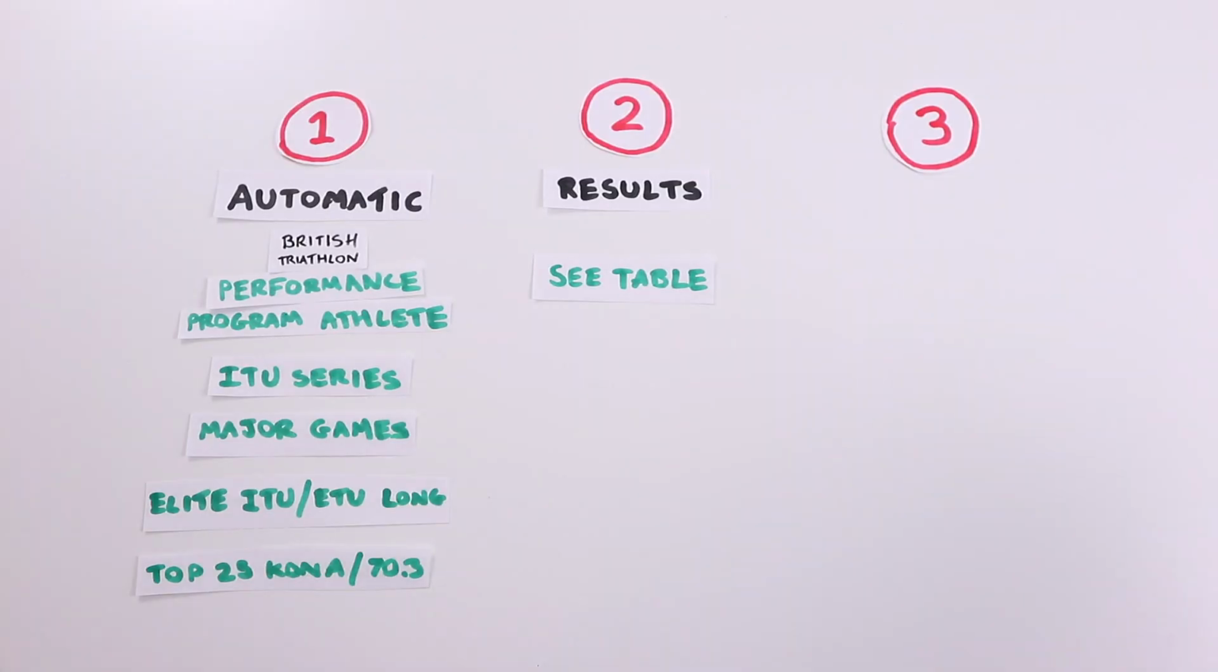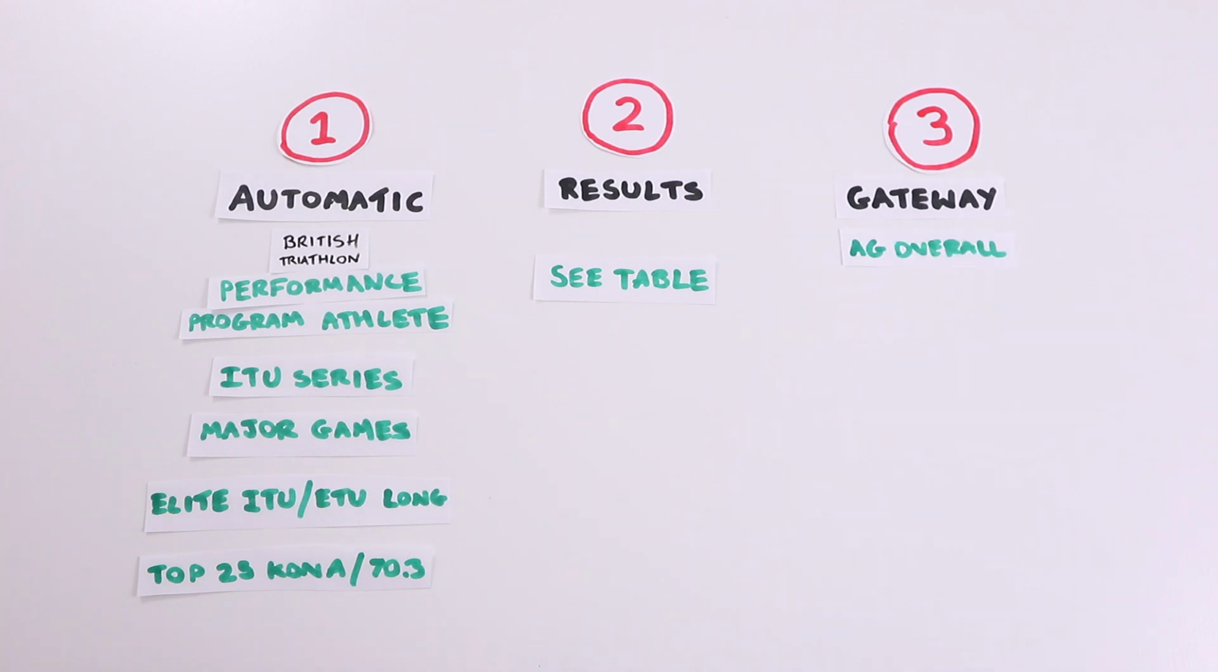Finally, there are also a number of other events which give UK athletes the opportunity to gain their pro status. The overall age group winner at the Ironman World Championships or the Ironman 70.3 World Championships or the Challenge Championship will be eligible for a licence.